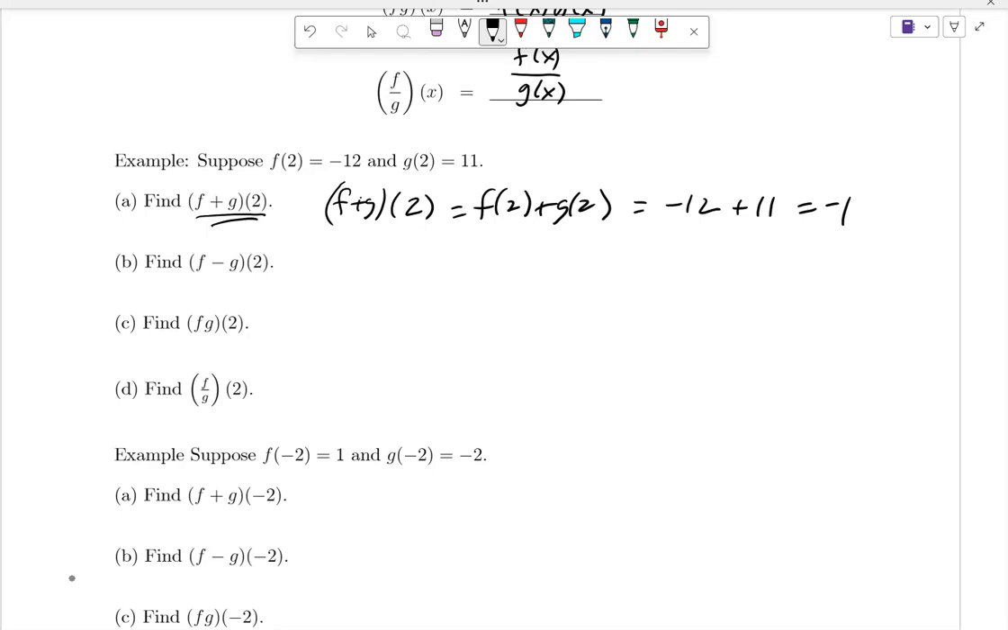So what's going to be different about part B? Just subtract them instead. Good. Exactly right. We'll have f of 2 minus g of 2. And again, f of 2 is negative 12. G of 2 is 11. I'll go over to a plus sign again instead of a minus. So then we'll get negative 23 in that case.